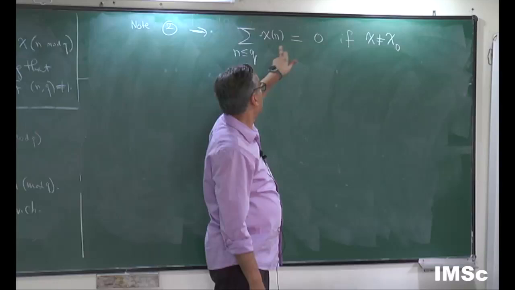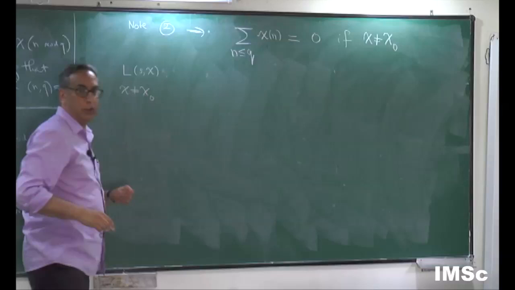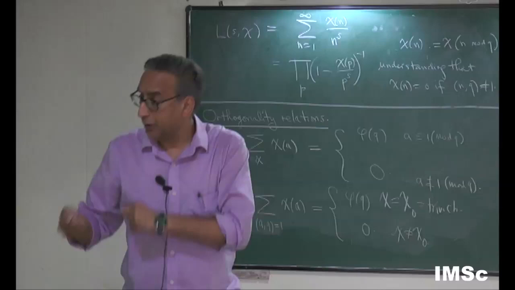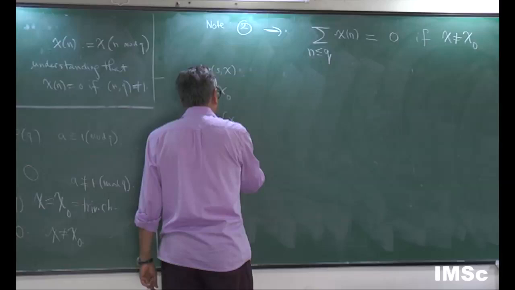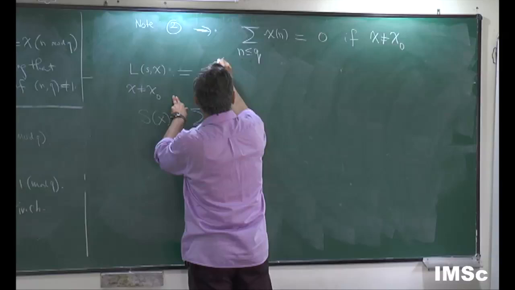Okay, so let's try to analyze the Dirichlet L function, L of s, chi, when chi is not equal to chi naught. And use Abel's technique of partial summation to change the Dirichlet series into an integral. So we know how to do that. You put S of x to be the summation over n less than x of chi of n, the partial sum. Then this thing becomes s times the integral from 1 to infinity of S of x over x to the s plus 1 dx.